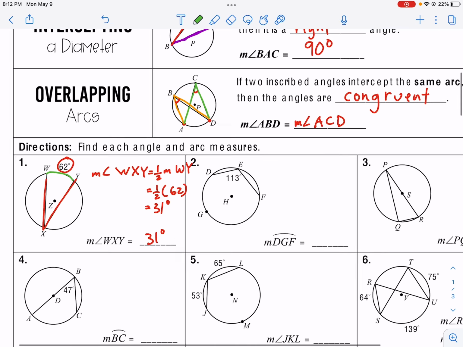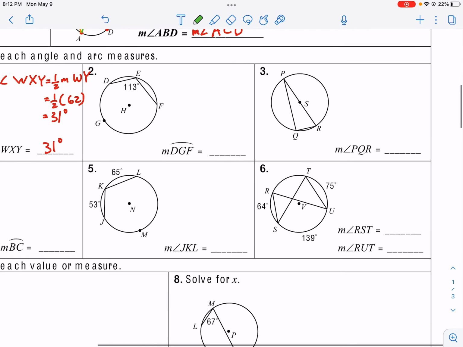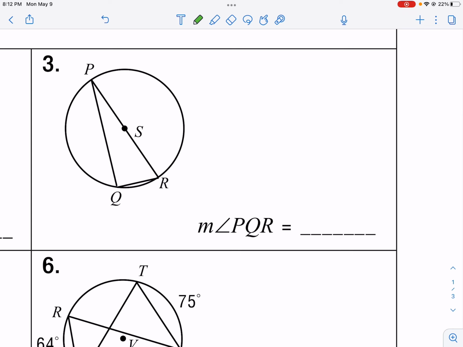Alright, let's jump on to number 3. Number 3, I have to find the measurement of PQR. This one's a special case because it intercepts this diameter. PR is the diameter. That means in this special case, whenever we are intercepting a diameter, this is 90 degrees.